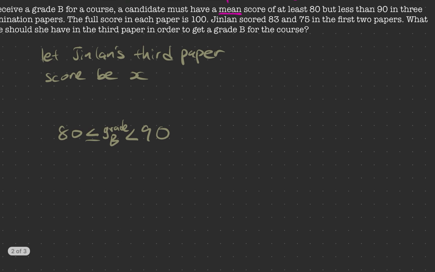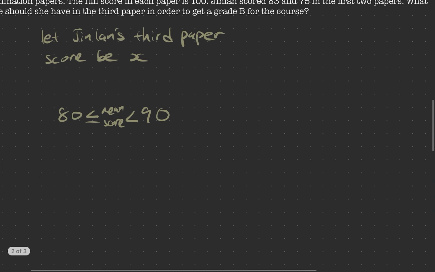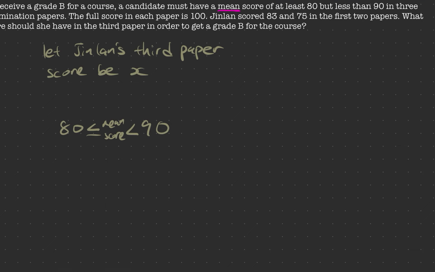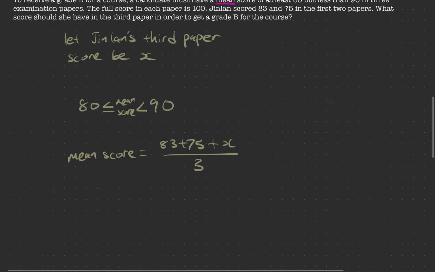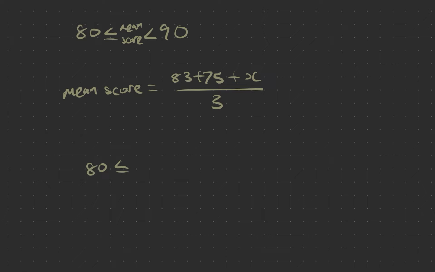So her mean score has to be this score over here. This is a mean score. It has to be more than or equal to 80, but it must be less than 90. So Jinlan's mean score is actually just the sum of her values, which is right now 83 plus 75 plus a 3rd paper score, which I said is X. And since there are 3 values here, so we just divide it by 3. Okay, so her mean score has to be more than or equal to 80. It has to be less than 90. So this is what the inequality looks like right now.